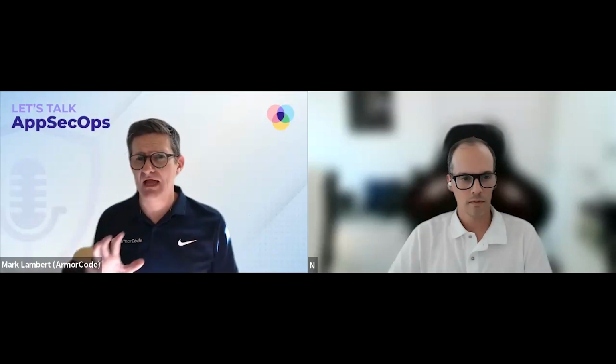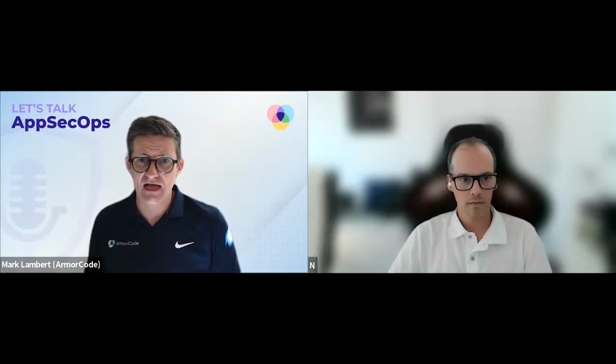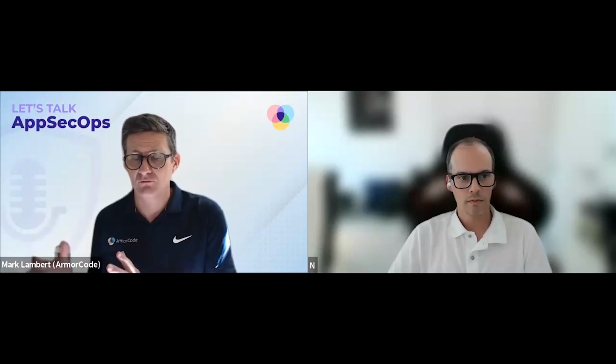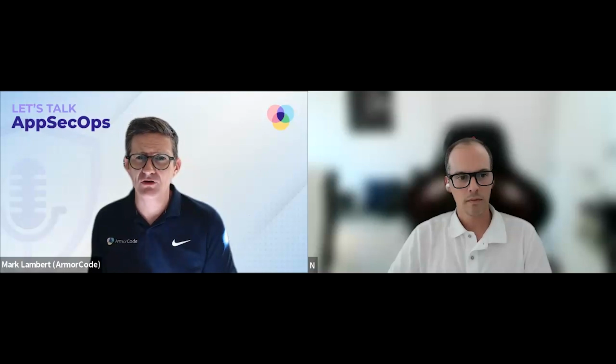So we've really got these two classes of APIs that we also need to be thinking about from a DAST perspective, or API security, if you want to put it into that category. What are your thoughts in that area? How do you approach that with clients?